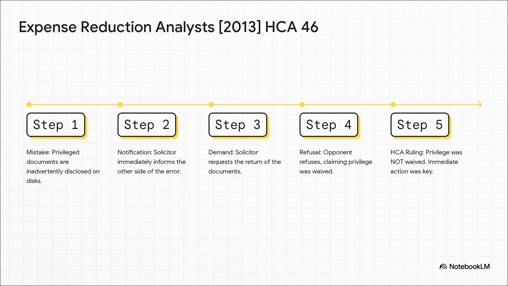So here's the story. A solicitor messed up, included privileged documents in disclosure. As soon as they realized the mistake, they were on the phone, telling the other side and demanding the documents back. The other side said, nope, too late, you've waived privilege. This went all the way to the High Court, and they unanimously said privilege was not waived. And the key, the absolute deciding factor, was the immediate action to fix the mistake. That swift action showed an intention to maintain privilege that was stronger than the initial slip-up.